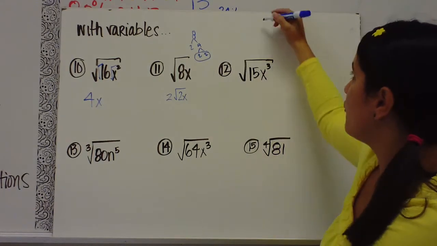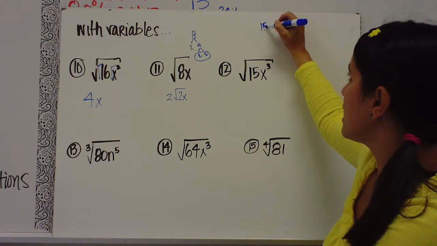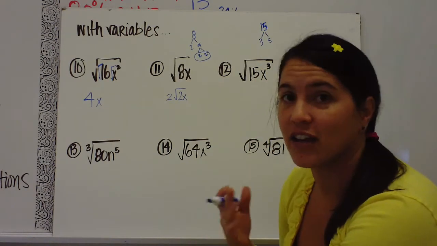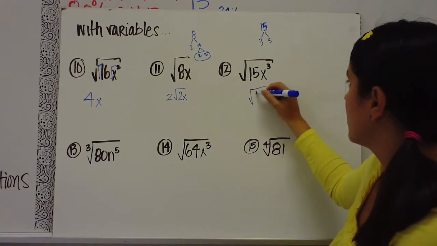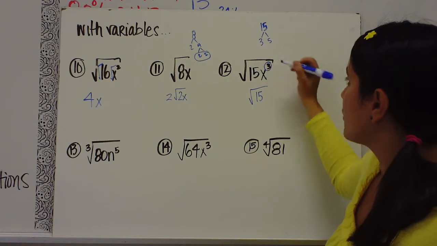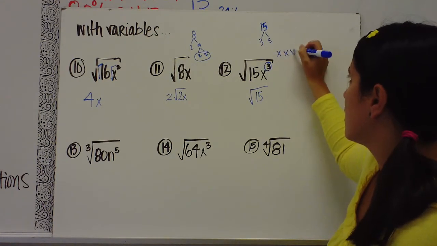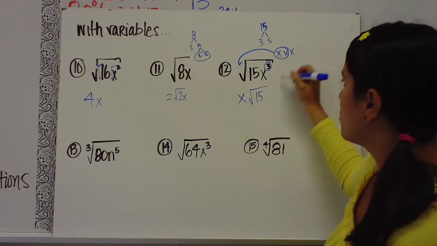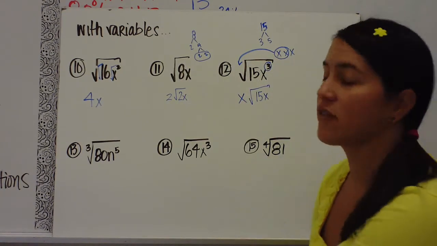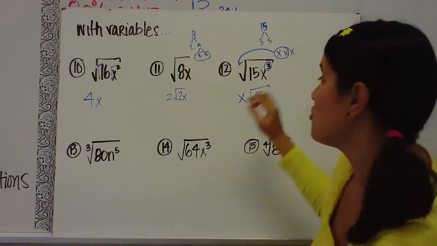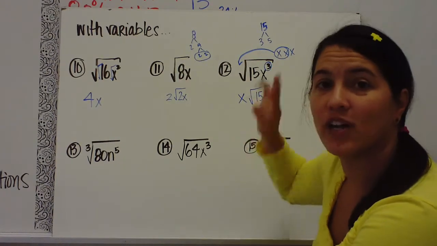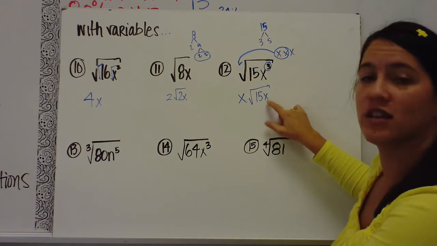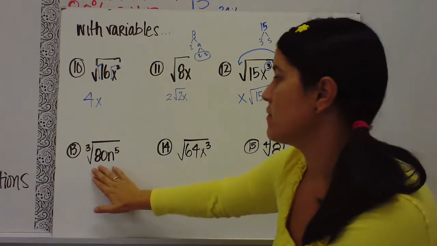Number 12. Square root of 15 is just broken down to 3 and 5. I don't have any pairs that can come out of 15. But I have 3 x's. So I can take a pair out, and then 1 will stay inside the radical. So maybe that helps you. Since you have 3 x's, you have to have a pair to take it out. And so once you take your pair out, you have 1 left that stays under the radical.